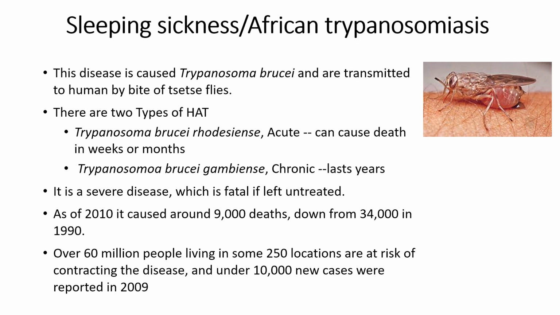There are two types, okay. Trypanosoma brucei rhodesiense, which causes acute infection, which usually can cause death in a week or months. The second one is Trypanosoma brucei gambiense, which causes chronic infection, which can last for years. It is a severe disease which is fatal if it is not treated. It causes about 9,000 deaths per year. Over 60 million people are living in the 250 locations at risk of the infection.